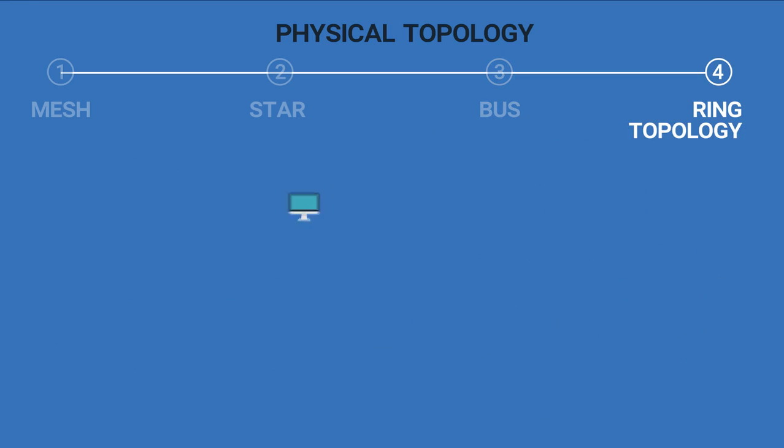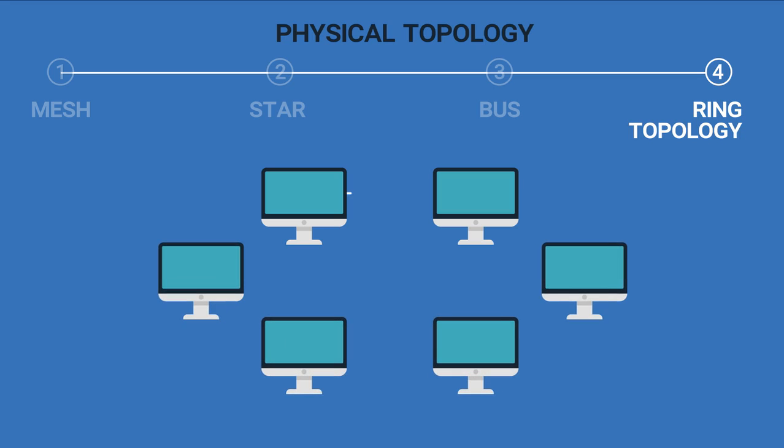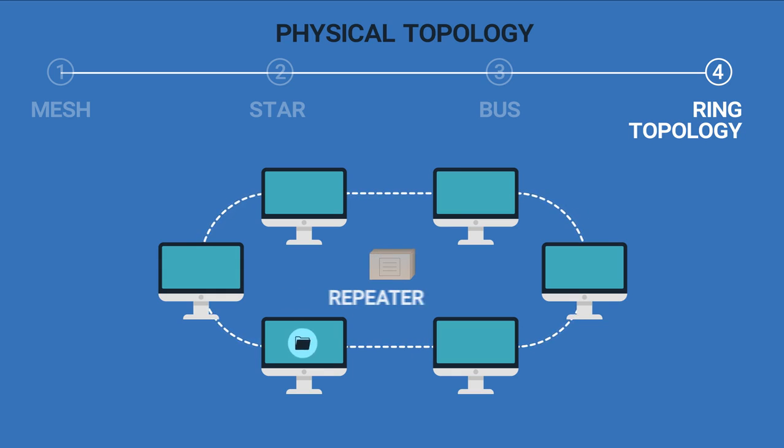Ring topology. In this topology, each device has a dedicated point-to-point connection with only the two immediate neighbors. A signal is passed along the ring in one direction from device to device until it reaches its destination. Each device in the ring contains a repeater. When a device receives a signal intended for another device, its repeater regenerates the bits and passes them along.